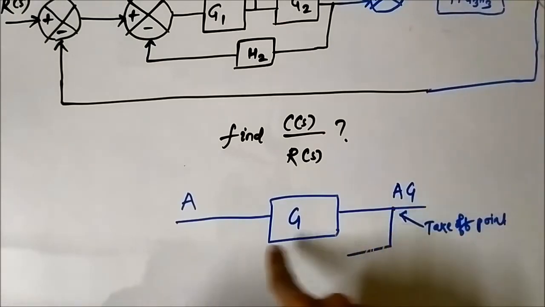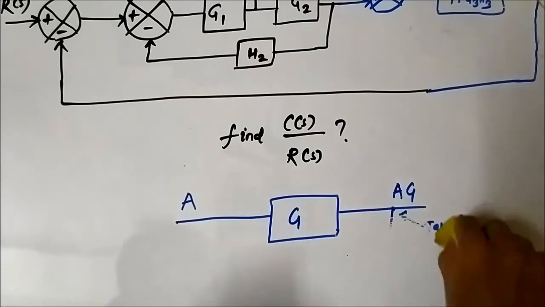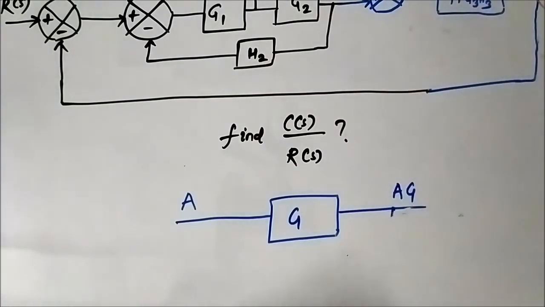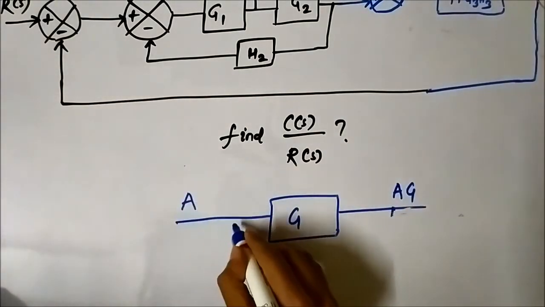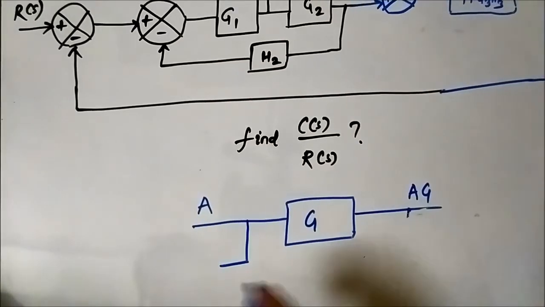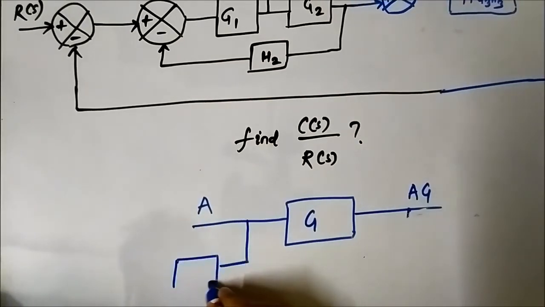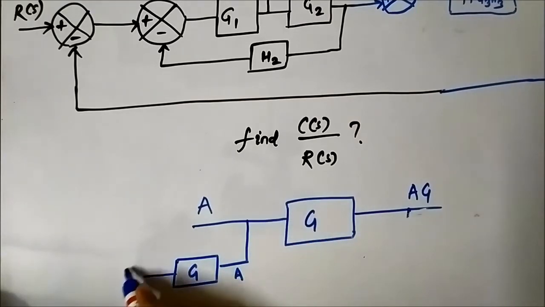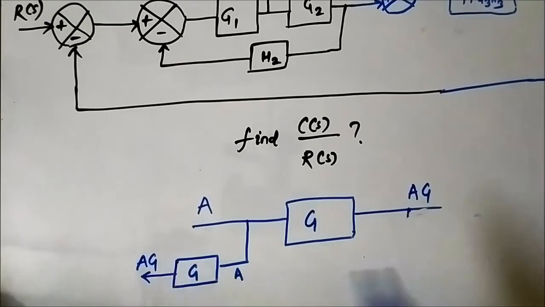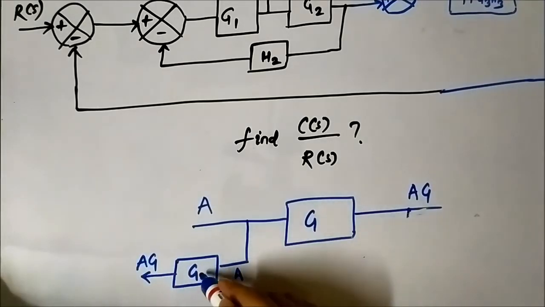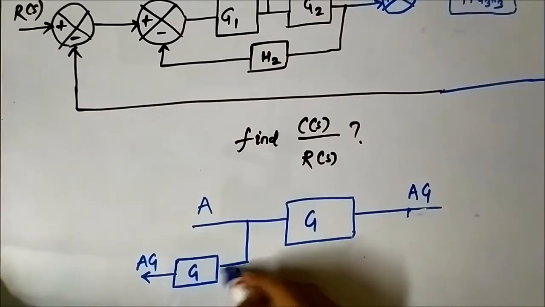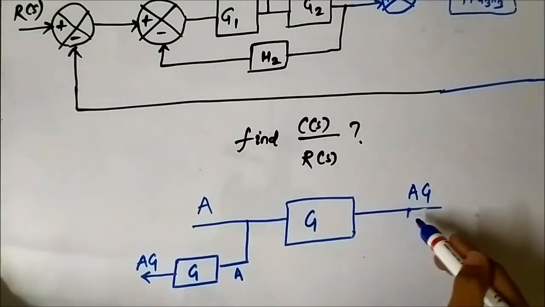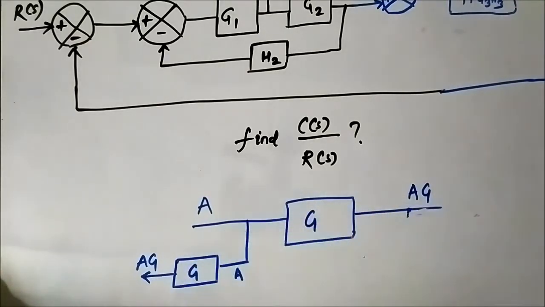So we are shifting this takeoff point from here to here. The signal value here is A. Now we introduce this G block here. So here it is A, here it becomes AG. We introduced a G block here. When A is given to it, it gets multiplied with G and the output is AG. So we have shifted this takeoff point from here to here.